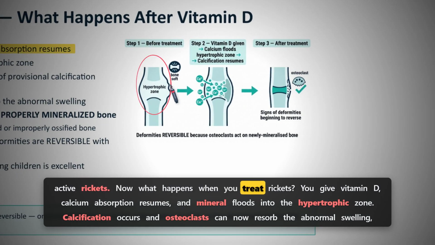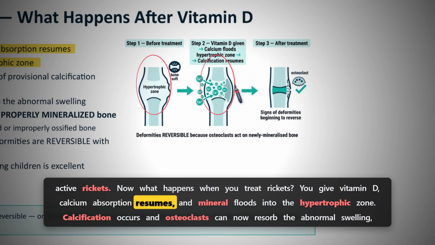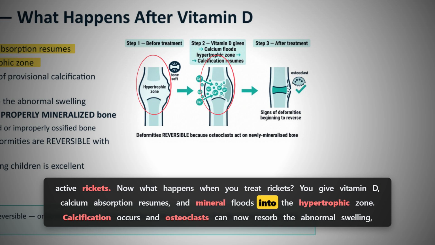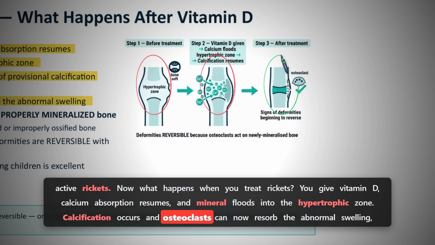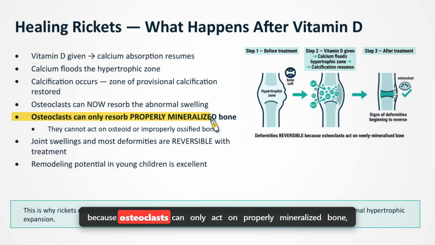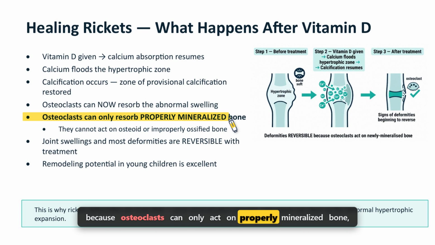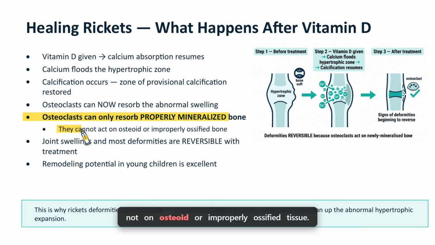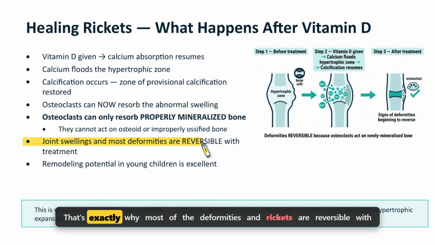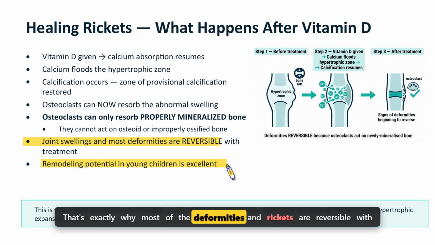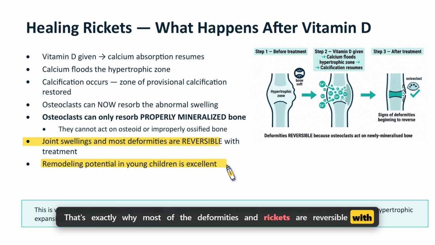Now what happens when you treat rickets? You give vitamin D, calcium absorption resumes, and mineral floods into the hypertrophic zone. Calcification occurs, and osteoclasts can now resorb the abnormal swelling. Because osteoclasts can only act on properly mineralized bone, not on osteoid or improperly ossified tissue. That's exactly why most of the deformities in rickets are reversible with treatment.